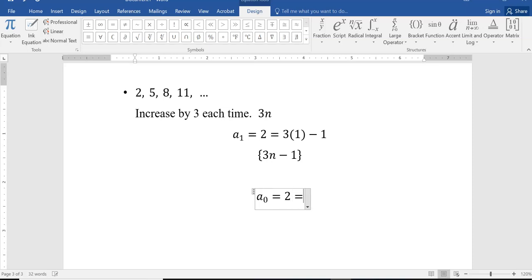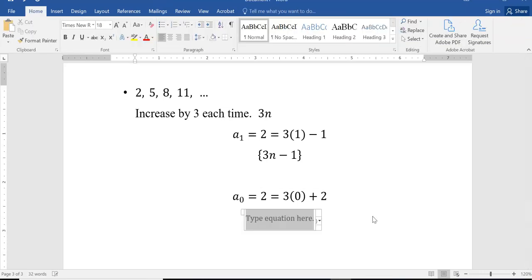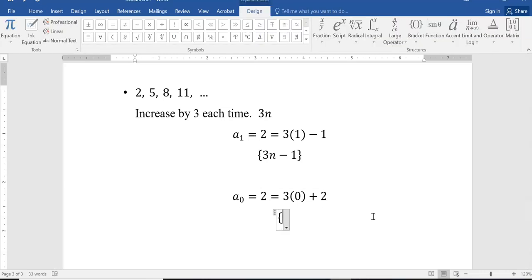Now, if we want our first term to be called a0, then we're inputting a 0. So how do I get to a 2? Well, I have to add 2. So if you're starting your count at 0, then the actual sequence as a function will be 3n plus 2.